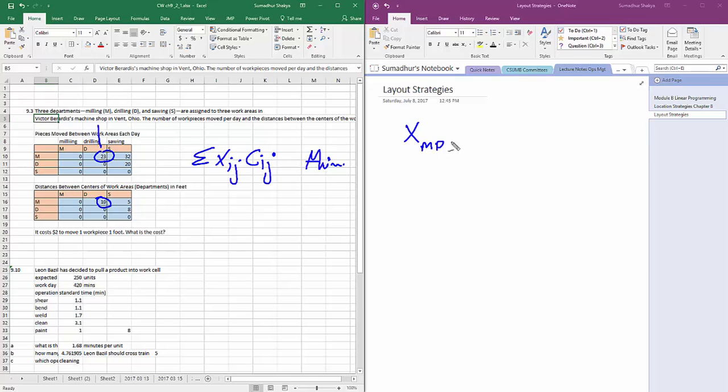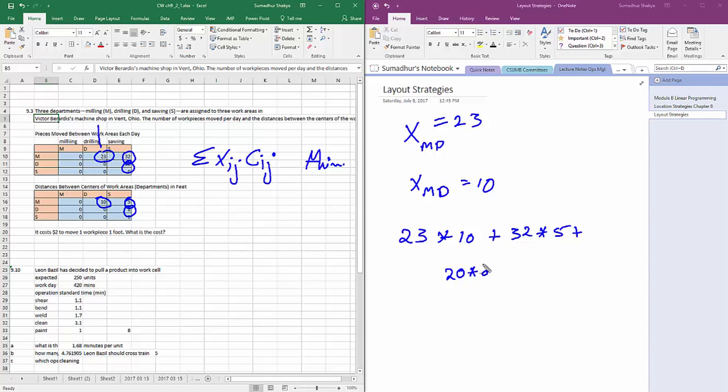Now in this case, x m to d is 23, and the distance m to d is 10. So the product of these needs to be summed up. Let's say this would come out to be 23 times 10 plus 32 times 5, plus 20 times 8.